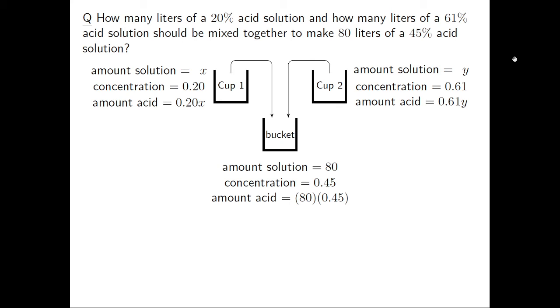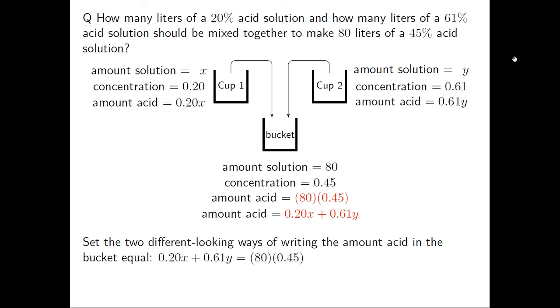The other thing to note here, though, is that the amount of acid in the bucket can be obtained another way. We can add the amount of acid from cup 1 and the amount of acid from cup 2 to get the amount of acid in the bucket. So notice now we have two different looking ways to write the amount of acid for the bucket, and so we should set these two equal.